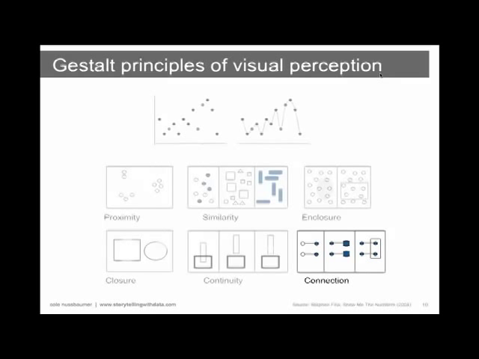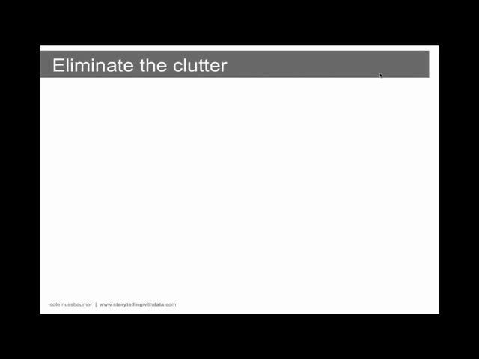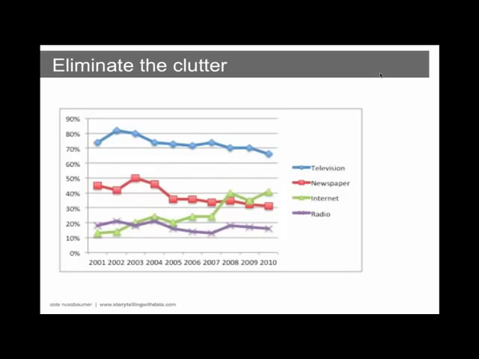So what I'd like to do now is look at an example so you can see some of these principles applied in the real world. So this is a graph, a line graph. It's plotting how people receive their news. This was the data from a survey that asked people just that. And people could answer more than one response, so the sum of these adds up to more than 100%. So you can see television, newspaper, internet, and radio over time.